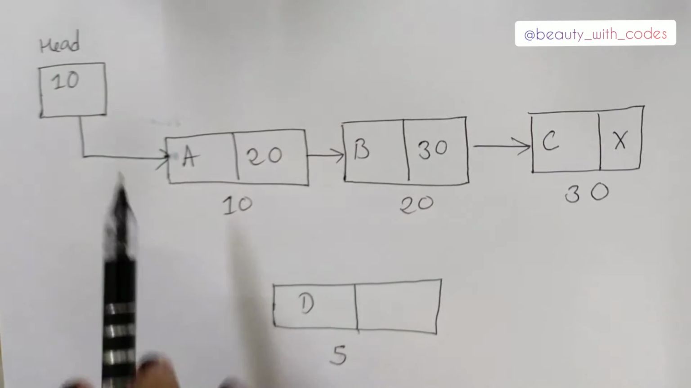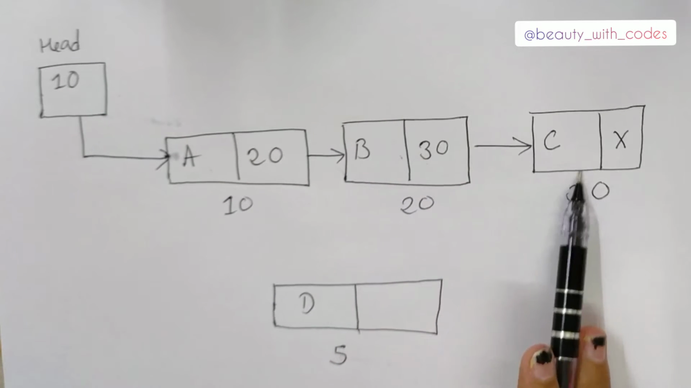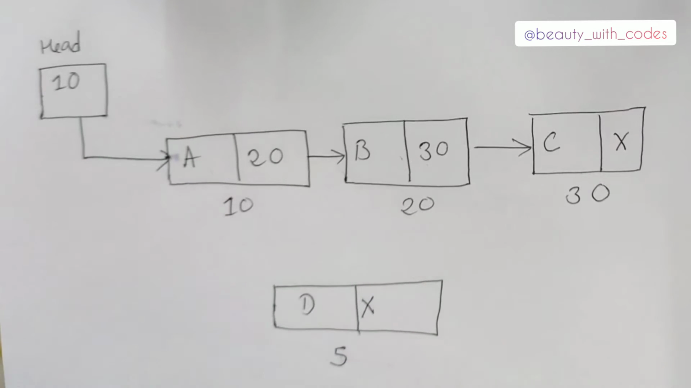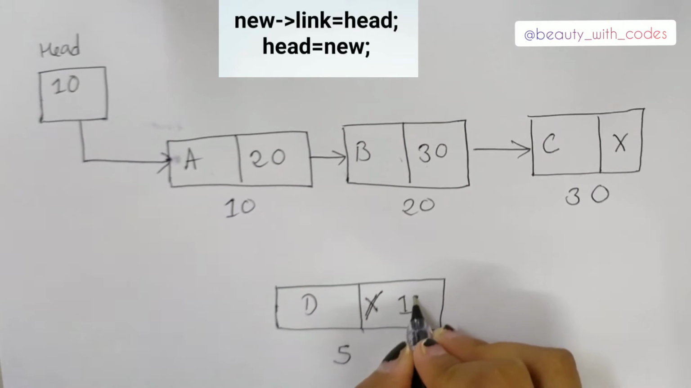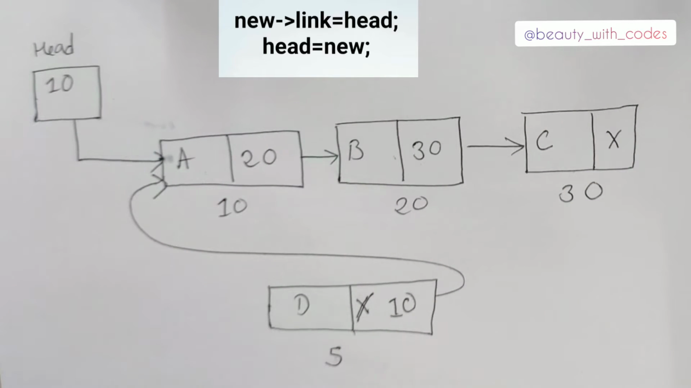So yes, again we have the same linked list. Head is pointing to A, A is pointing to B, and B is pointing to C. Fine, this is our new node, and again we want to insert it at the beginning. Initially it is not pointing anywhere, so I made it point to null. Now what can we do? We can make the new node point to A, or rather, we can make the new node point to whoever head is pointing to. So head is pointing to A, so when the new node points to A, it means there is someone who is holding the address of A, that is D.